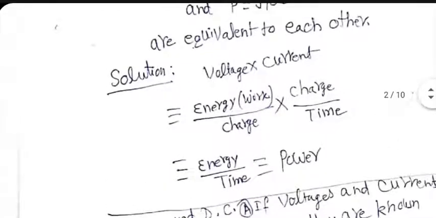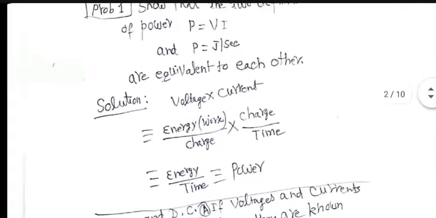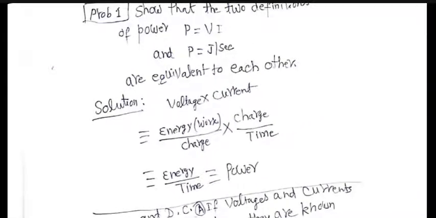Well, look at the definitions. Voltage is energy or work per unit charge, and current is charge divided by time. So you multiply the two, you get energy divided by time, which is power. So dimensionally, this is a balanced formula. Whether you say joule per second or volt into ampere, it's the same thing.